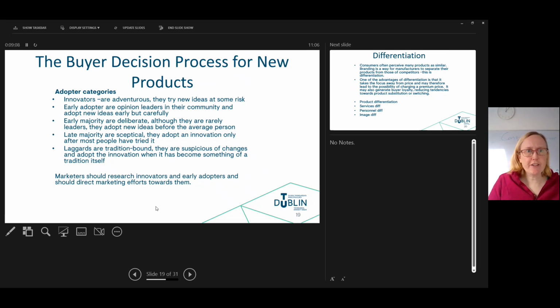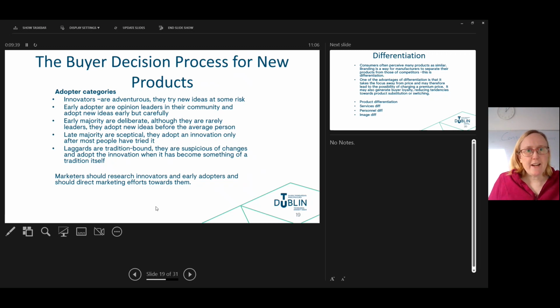And then the early majority: the product has become a bit more widespread. It's been around for a while, and these people are deliberate, although they're rarely leaders. They adopt new ideas before the average person. And so we're hitting average somewhere between early and late majority. So it's that bell curve graph that you've probably looked at in other classes.